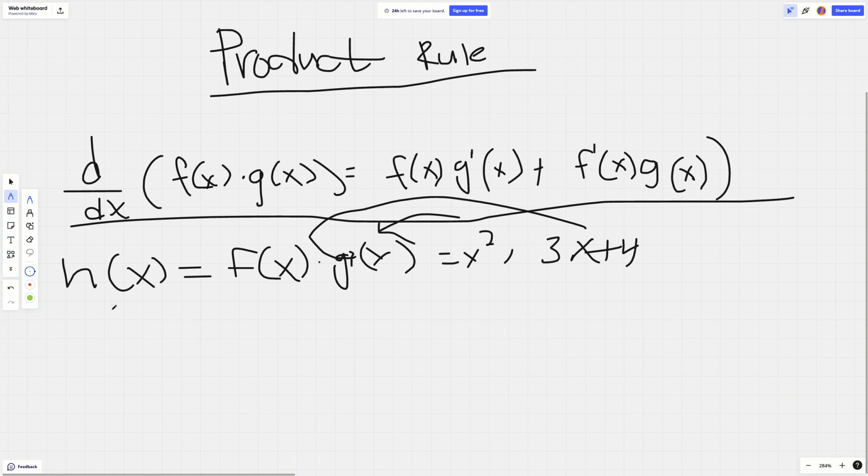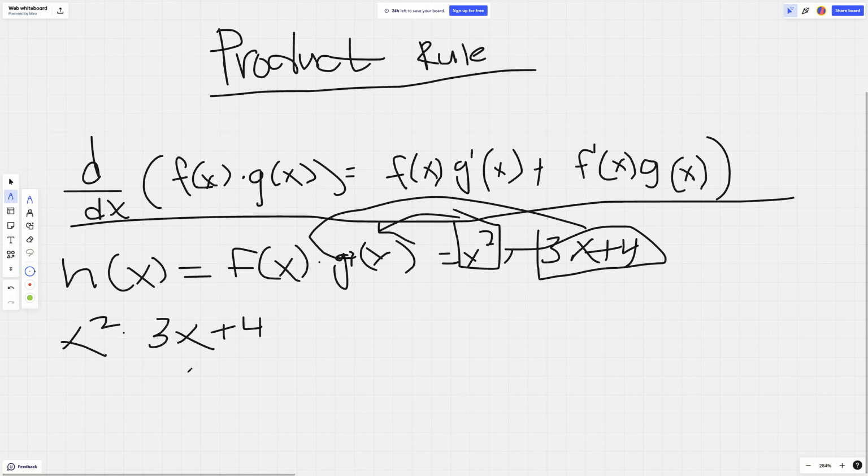Anyways, so h of x is equal to f of x times g of x, which is equal to x squared times 3x plus 4. So x squared times 3x plus 4. Now let's see this product rule in action.